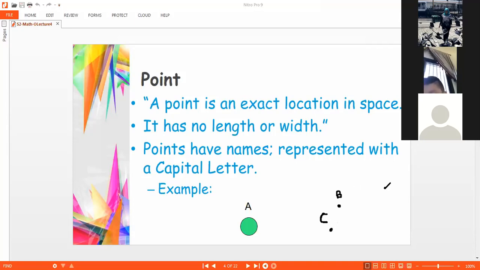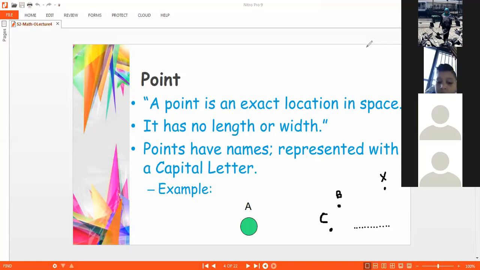You can name a point whatever you want. This is X, point X. All of these are points, and they represent an exact location in space. It has no length or width. Now, the group of points that are placed beside each other like this in a straight way, what do they form together if I join them? A line. Very good. So now we're going to talk about a line.